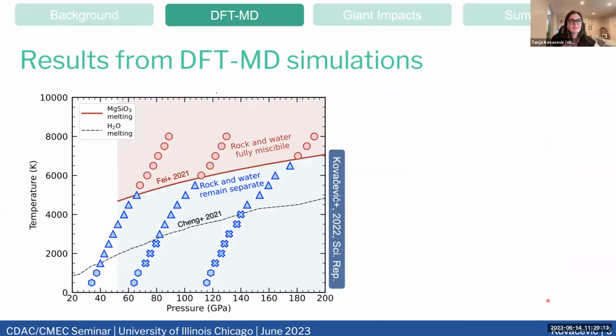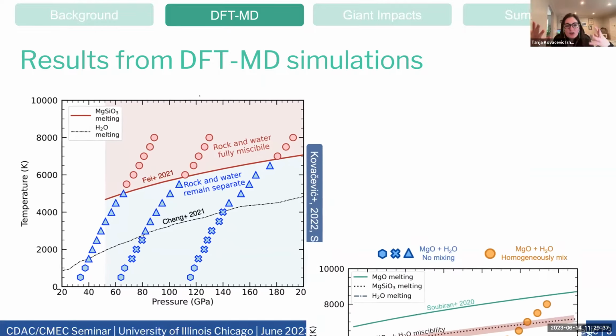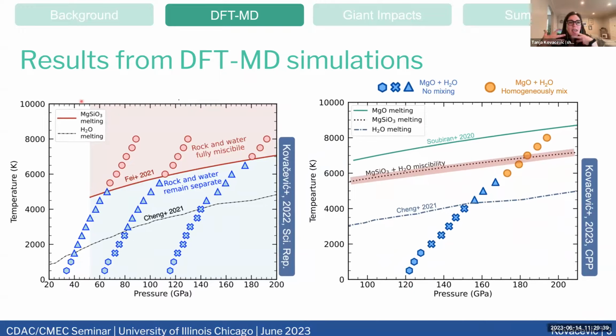So here are the results from the DFT-MD simulation. I have plotted the melting curves for both MgSiO3 and for water, just to see what's going on. But anyways, I also wanted to show you all my MgO-H2O mixing results. So I did all the same steps that I just explained to y'all, and we produced one isochore.